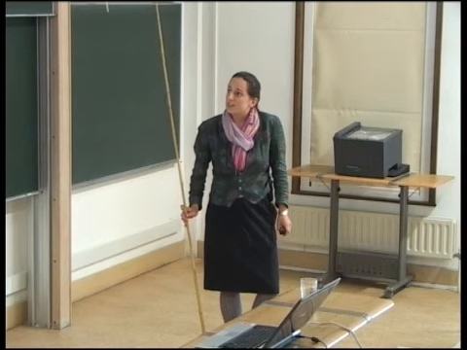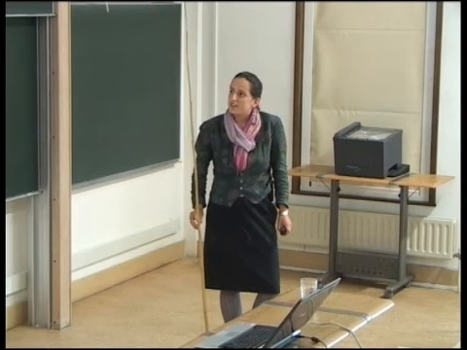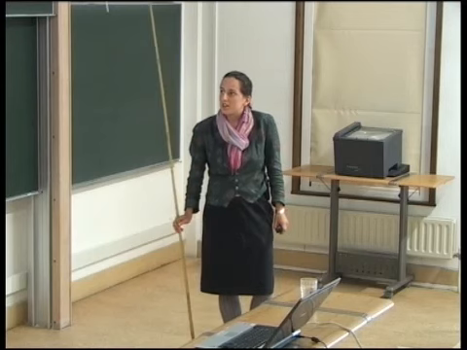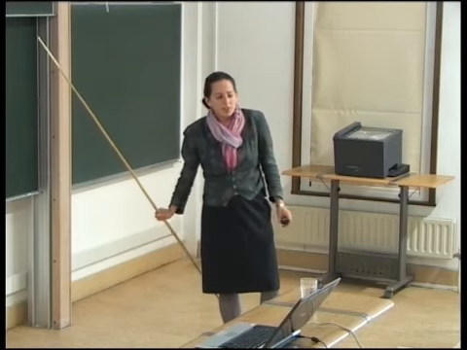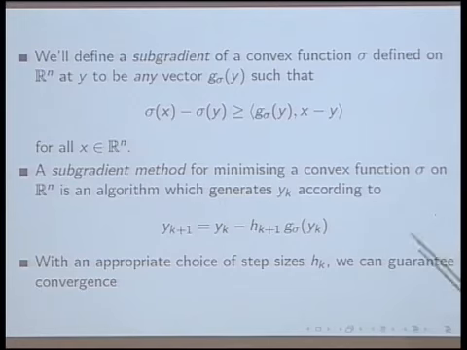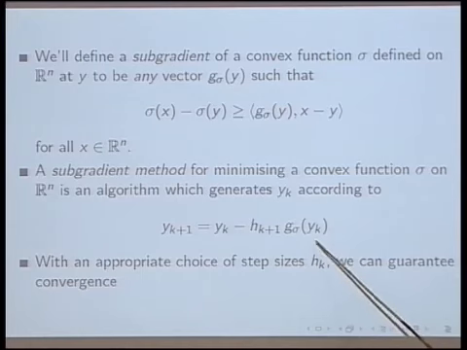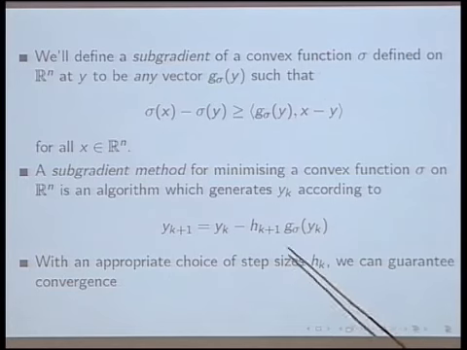And there's a nice theory due to Shor in the 80s that says that we can use a subgradient method, just like a gradient method, to minimize this function. If we generate our points by, at each iteration, taking a step in the direction of minus a subgradient instead of minus a gradient, then, provided we choose our step sizes to go to 0 but not go to 0 too fast, we will actually converge.